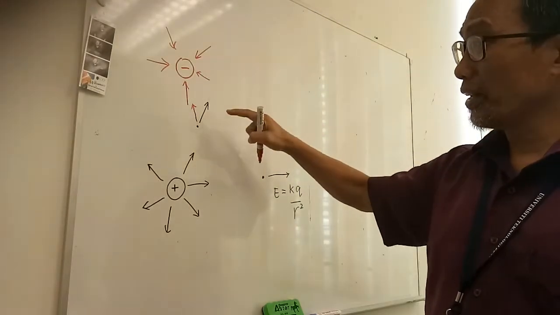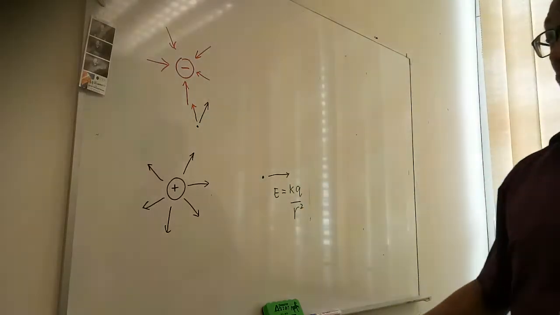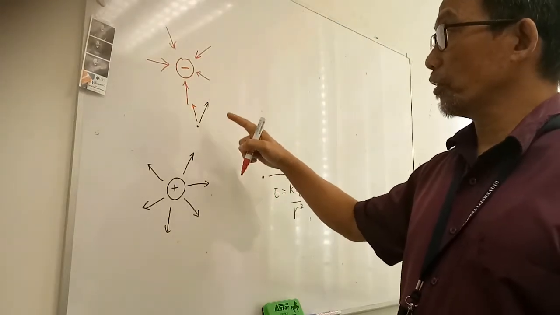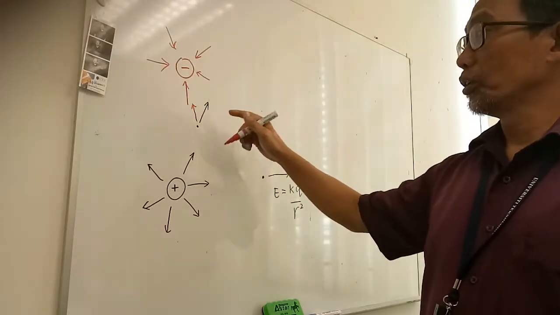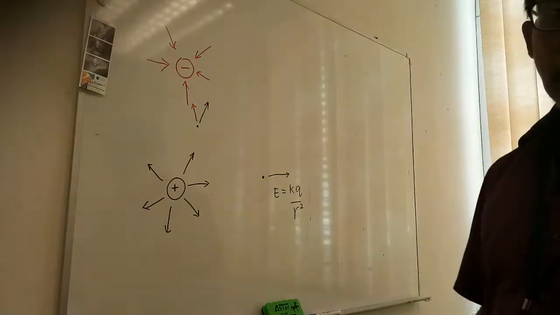And you need to find the total field. You need to combine the two electric fields. And because they are vectors, you cannot simply add the magnitude. You have to consider the direction. So you have to deal with vectors.